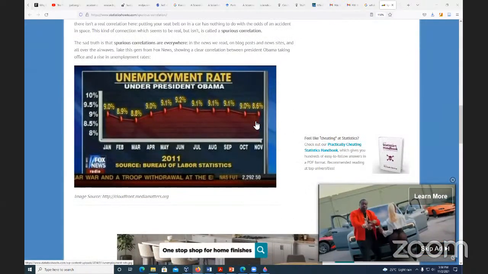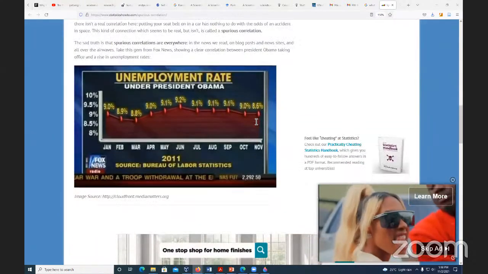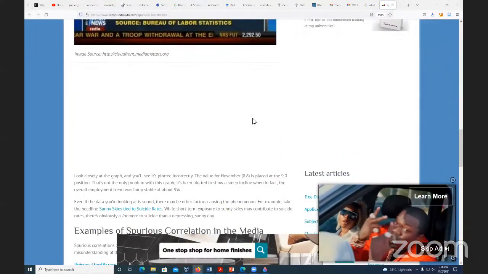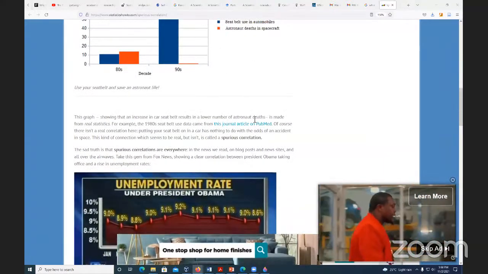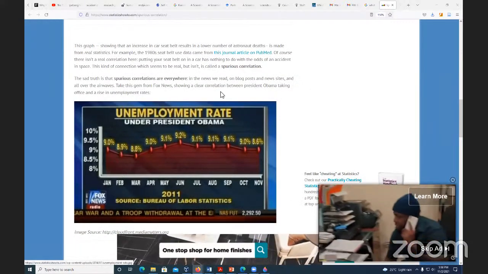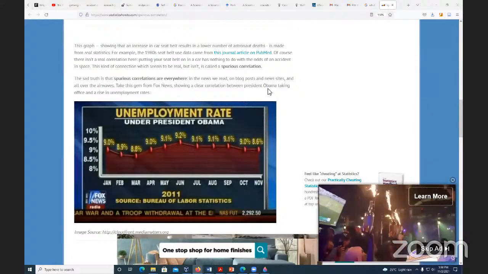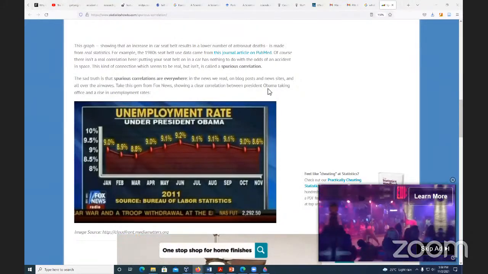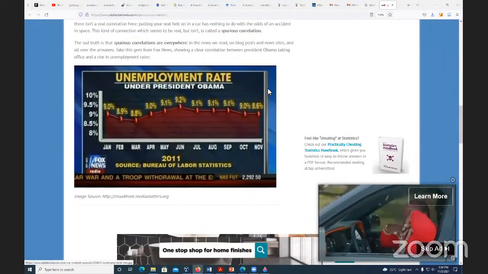Let's look at another one, under President Obama. Let's see what this is going to say. I have not looked at this one in my entire life. So Fox News, not surprisingly, don't like Obama. What they said is, there's a clear correlation between President Obama taking office and a rise in the unemployment rate.